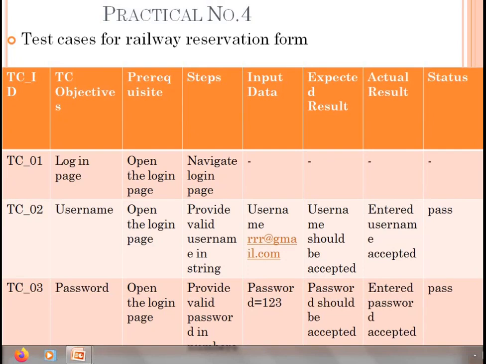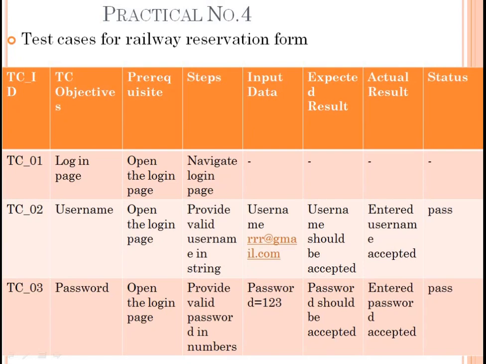Here is test case number 3, and the objective of test case number 3 is the password. The prerequisite is to open the login page. Then the step is to provide a valid password in numbers. The password should be in numbers, not characters, so here the password is 123. The expected result is that the password should be accepted, and the actual result is that the entered password is accepted. If the actual result is equal to the expected result, the test case is pass.